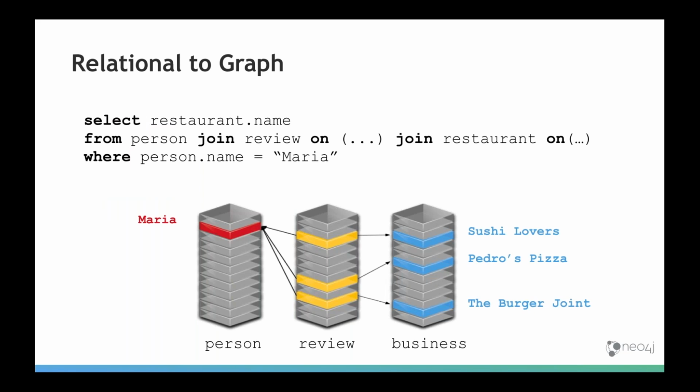So in a relational database, you describe your domain with tables. We can see the important entities as table names. So in this case, I've reviewed a few restaurants on Yelp. So we have a person table, a review table, and a business table. The interesting data, such as the individual person and the businesses they have reviewed, are stored as table rows.